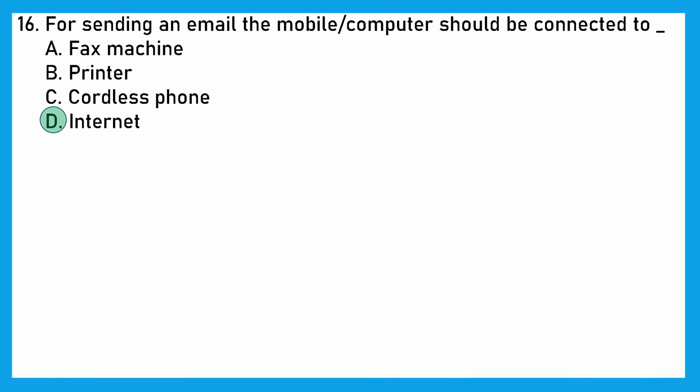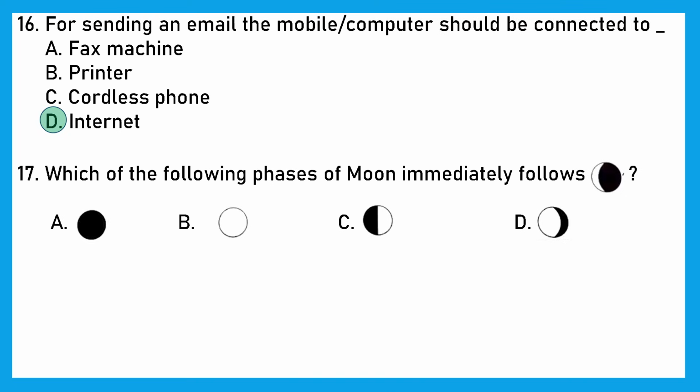Option D is the right answer. Question 17. Which of the following phases of moon immediately follows this one? And which one is this phase? This is waning crescent phase. And after waning crescent phase, we get new moon. Out of A, B, C, D, option A is new moon.